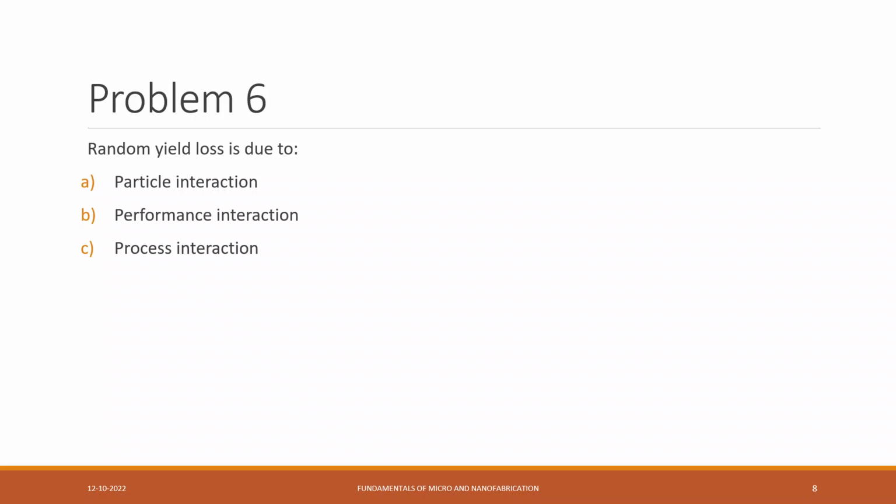So here we can see that we have random yield loss. The opposite would be systematic loss. The difference essentially is that with systematic yield losses we can predict the losses, but a random one is random, so it's very difficult to predict the loss.